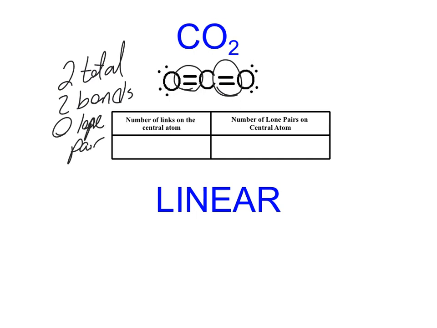And if I use that first table, this combination of 2 total with no lone pairs spits out the linear result. If I want to use the table we saw most recently, comparing bonds to lone pairs, well, I have 2 bonds, 2 links, no lone pairs. That still spits out linear. So you can pretty easily see you can either calculate total versus lone pairs or links versus lone pairs and be able to spit out the same shape. We would say that the CO2 molecule is linear.